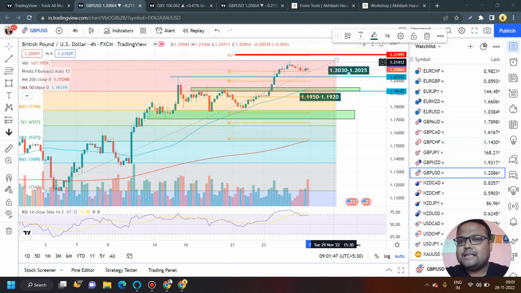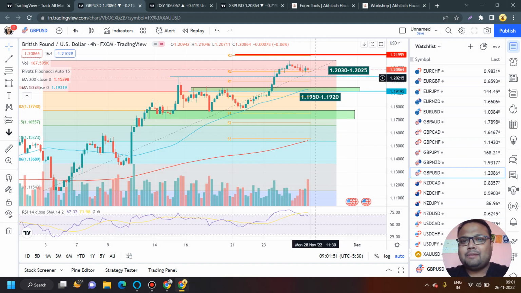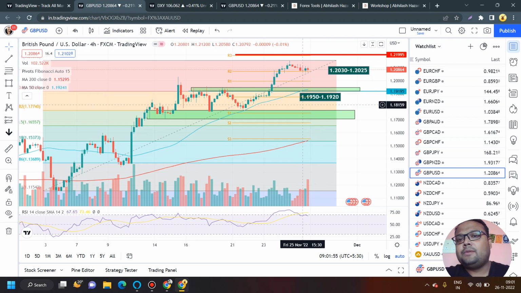Otherwise, in case of a big red candle, obviously this level won't be able to hold the market, and you'll have to keep your eyes on this level only, 1.1950, 1.1920.